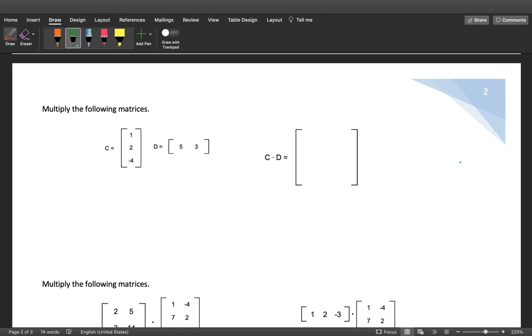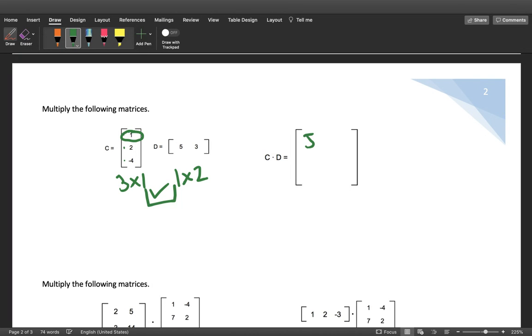Some ones we need to check out now, multiplying the following matrices. So here we have 3 rows by 1 column. And for D, we have 1 row, 2 columns. So do these work? Yes, they do. So we're going to go ahead and multiply those out. So what you would do here is you would take 1 and multiply it by 5. So 1 times 5 would give you your answer of 5.